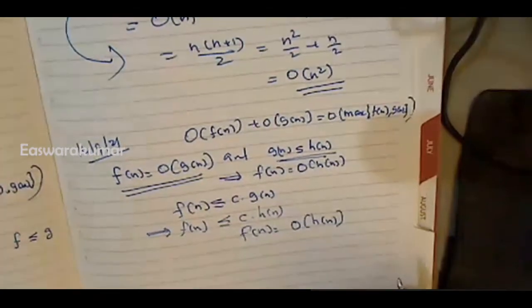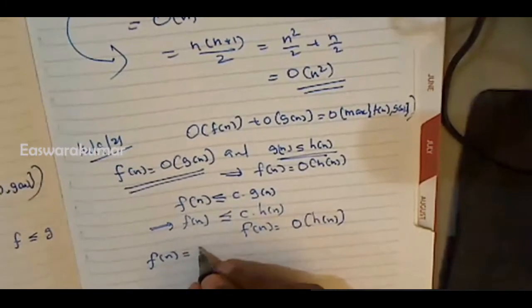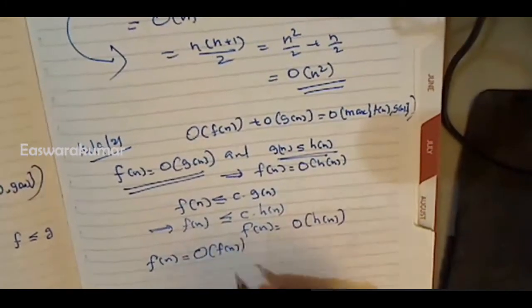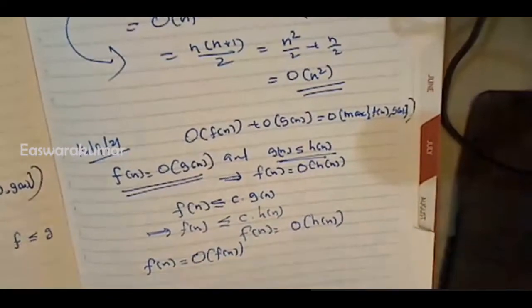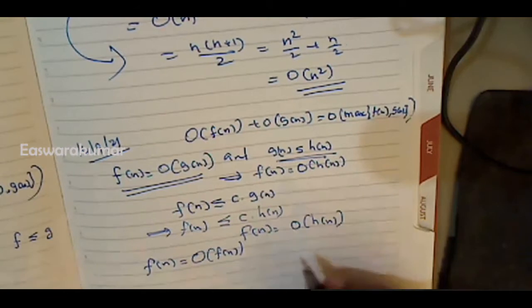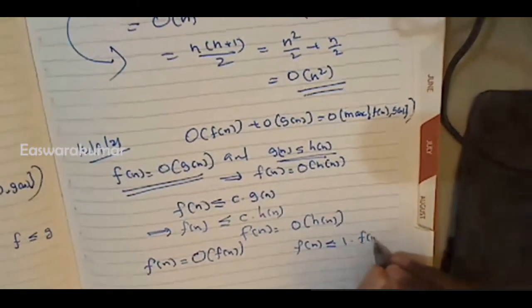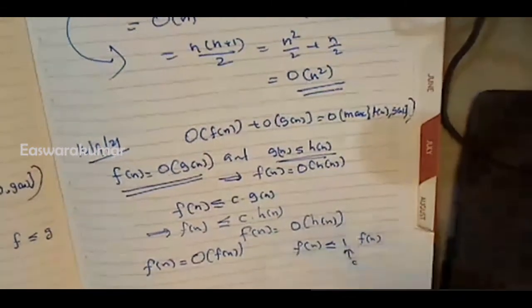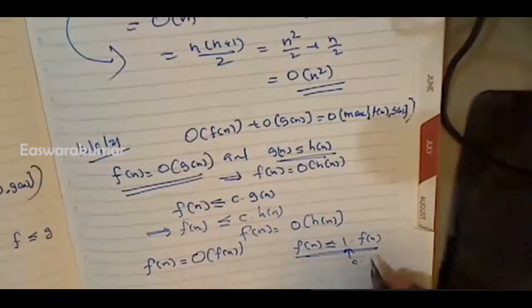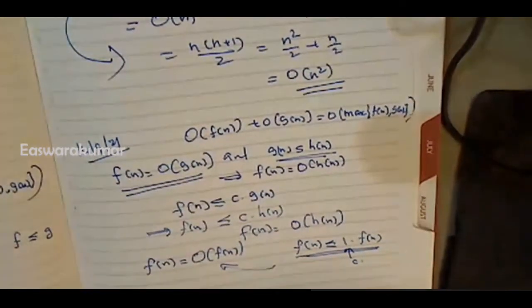Then the next property is that any function can be written as a big O of that function. That is, f of n is equal to order of f of n; any function is order of itself. So this is also trivial because we can write f of n is less than or equal to 1 into f of n, right? So this 1 is our constant. So the inequality has come, and again we can write this. Okay, so this is another property.